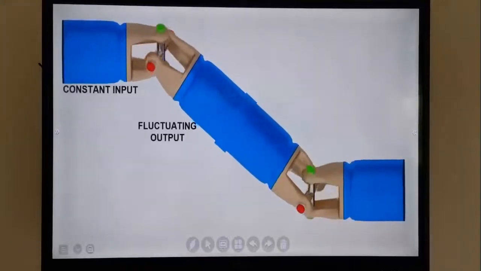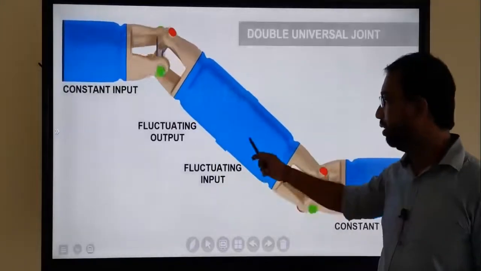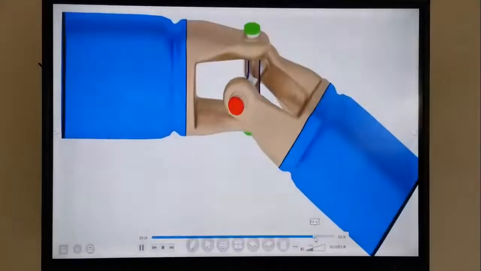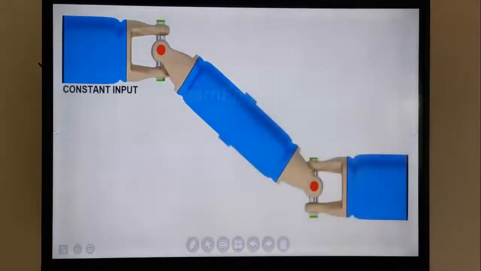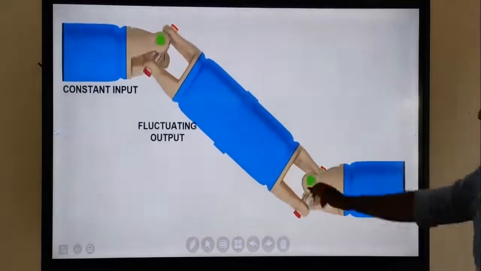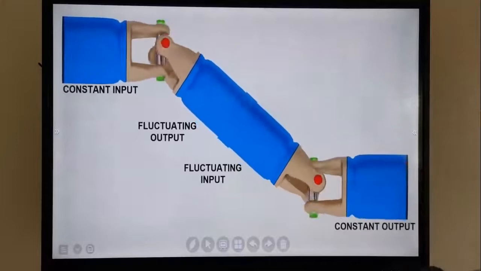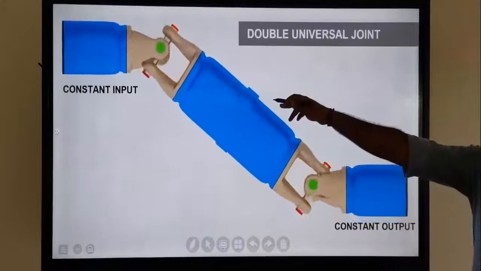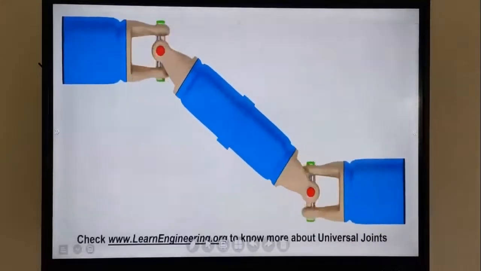So what will happen? Here we get a fluctuating output. Then that fluctuating output comes in as a fluctuating input. Okay. The fluctuating input then works as a fluctuating input, so again it gives a constant output. Okay. So with a double universal joint, we can get the same input speed as the output. Clear?